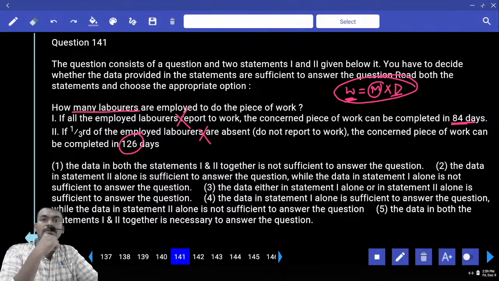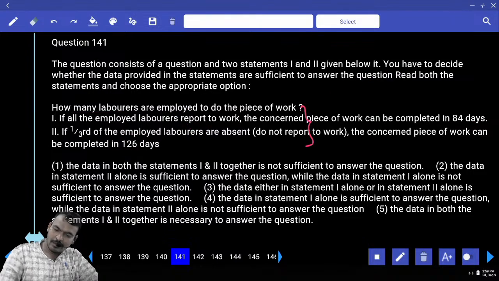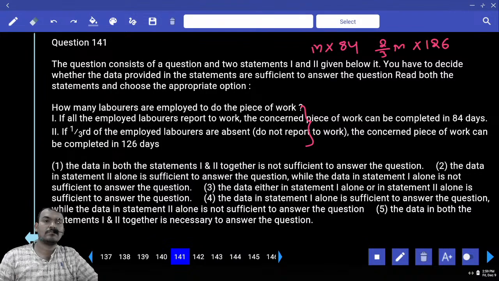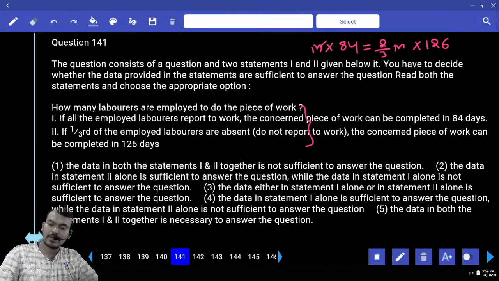By using both the statements, first case: M into how many days? 84 days. Second case: 2/3 of M, in how many days? 126 days. Men into days. Equal work or different work? Equal work. M gets cancelled or not?